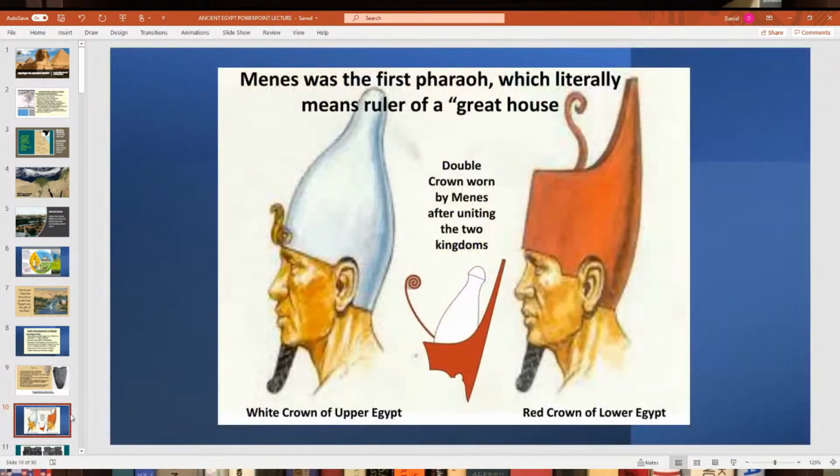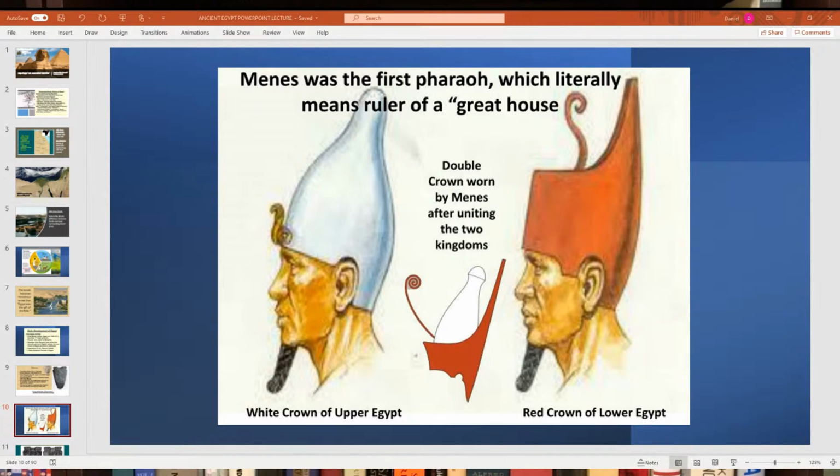Here's showing you the different crowns that they had in ancient Egypt. Menes, like I said, was one of the first major pharaohs of ancient Egypt. In fact, the word pharaoh, if you remember correctly from that short video, meant great house. It was named after the palace where the pharaoh lived. I think it was at Memphis.